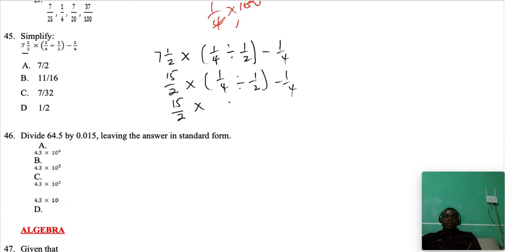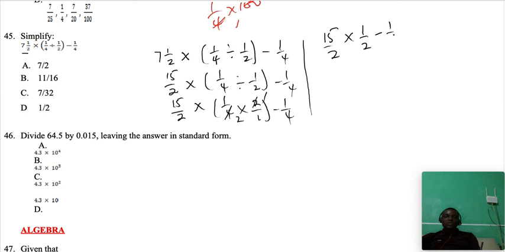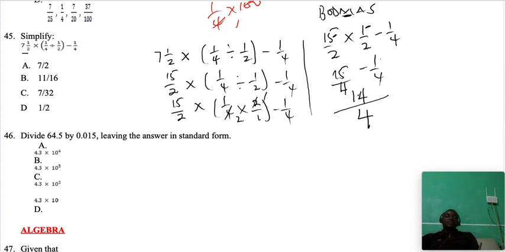So let's deal with the brackets first. 1 over 4 divided by 1 over 2, when you change to multiplication, we take the reciprocal, 2 over 1. So we get 15 over 2 times, let's cancel 2 here, 1, 2 here, 2, to be 1 over 2, minus 1 over 4. So BODMAS, multiplication first. So let's multiply: 15 times 1 is 15, 2 times 2 is 4, minus 1 over 4. It's having the same denominator, so pick 4, so 15 minus 1 is 14. So let's cancel 2 here, 7, 2 here, 2. So 7 over 2 is the answer. Then we take it. Good.